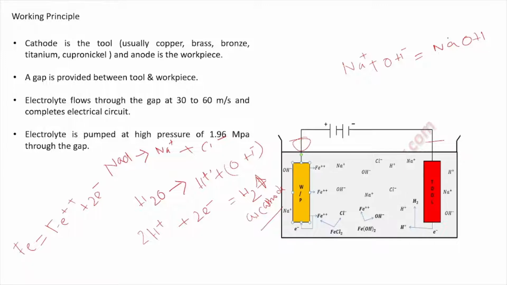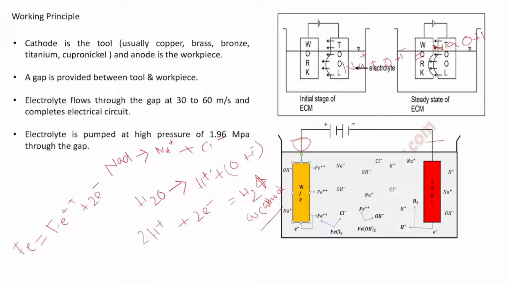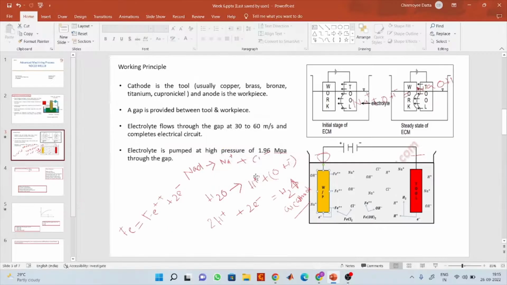The hydrogen gas which forms evolves at the tool, or cathode, which we have seen in the red color. In this way the electrochemical reactions occur, and material removal takes place gradually by atomic level dissolution, as we have seen in the reactions. So we can get an excellent surface finish from this machining process. We can see the initial stage of the ECM and then the steady stage of the ECM process when electrolytes are getting exchanged, and we can see the chemical reactions happen.